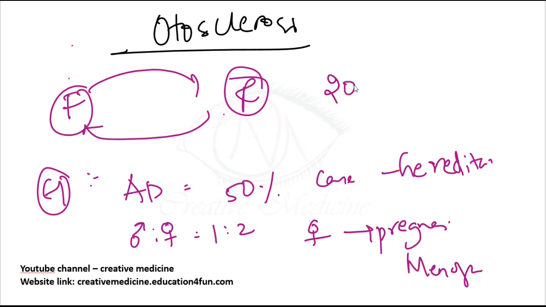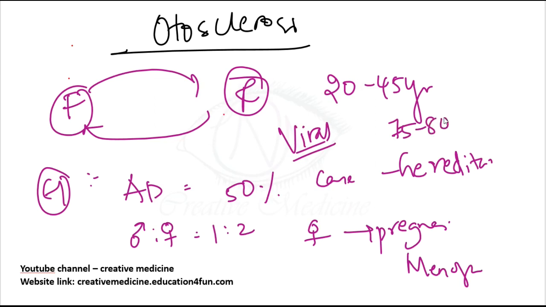It is most commonly seen in the age group of 20 to 45 years. The triggering factor of otosclerosis is mainly viral infection. This is mostly a bilateral disease, with 75 to 80% of cases being bilateral.